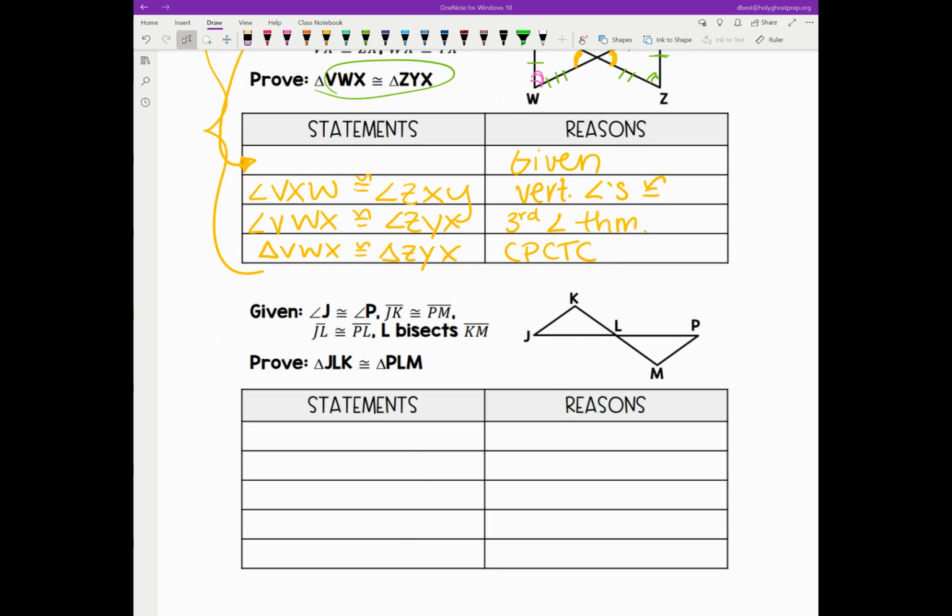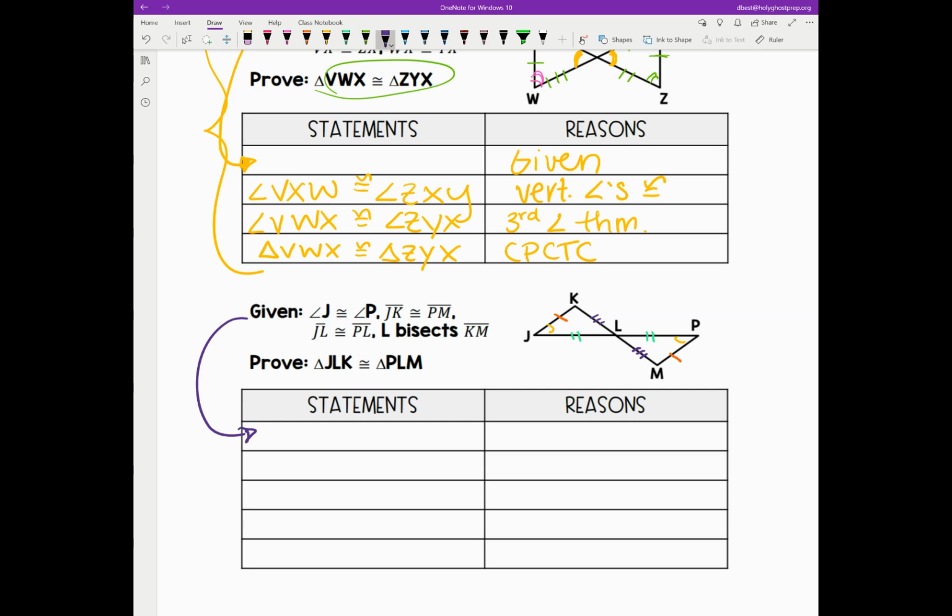Try out our second proof here. All right, so first thing I'm going to do is label everything from my given statement as congruent. So angle J and angle P are congruent. JK and PM are congruent. JL and PL. And L bisects KM. That's going to be helpful to know because I know bisectors create congruent segments. So I'm going to mark those even though I have to prove it.